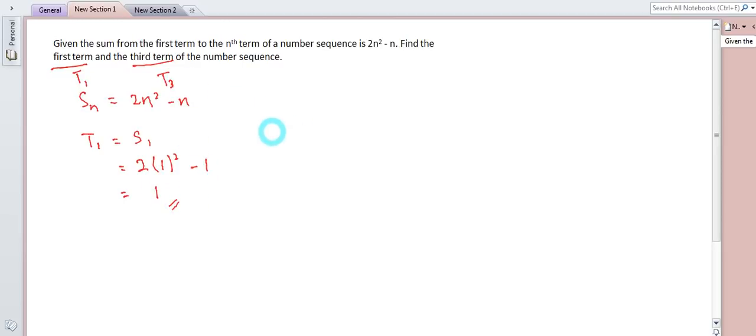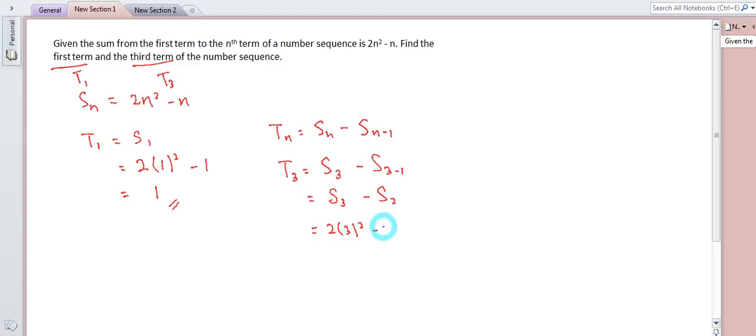So how about the third term? Remember this. Tn is equal to Sn minus Sn minus 1, right? So T3 is equal to S3 minus S3 minus 1. So it's equal to S3 minus S2. So for S3 use this formula, 2 times 3 squared minus 3. This is for S3. Now we go to S2. We're going to make right here 2 times 2 squared minus 2.